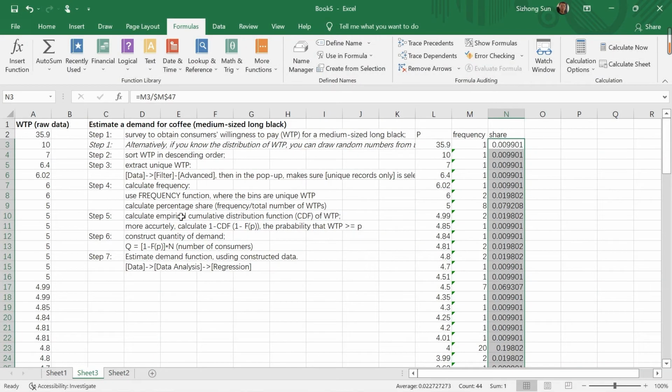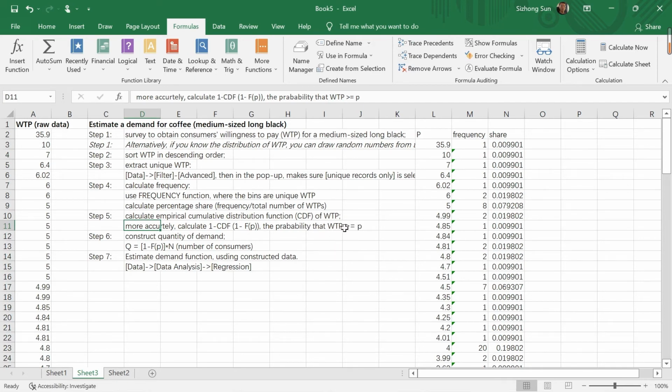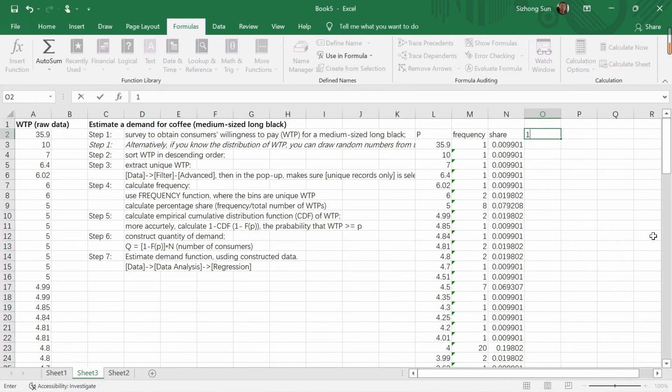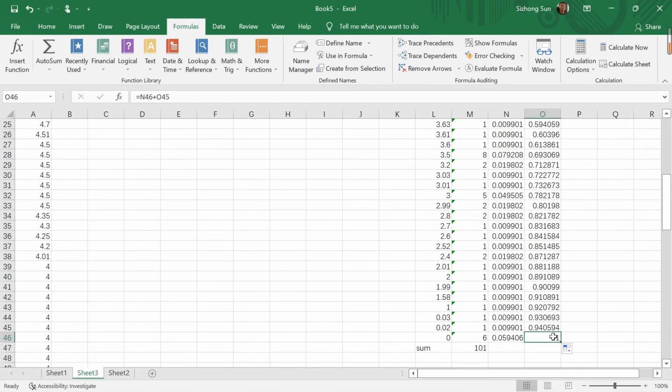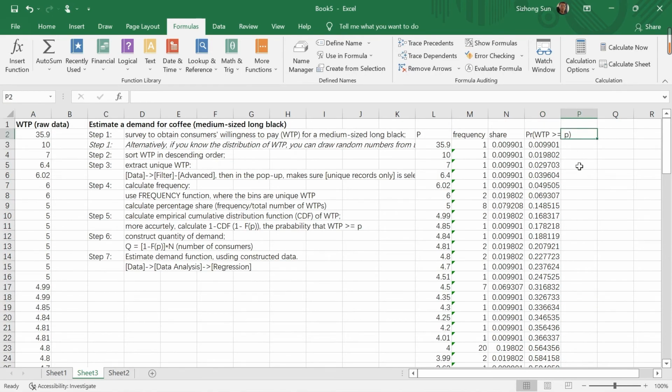Step 5. Calculate the empirical cumulative distribution function of WTP, or calculate this 1 minus F(P), the probability, the share that willingness to pay is bigger than P. So let's say the probability, the share of WTP is bigger than or equal to P. The first one is M4, N3. Then the next cell is N4 plus O3. Next one similarly, just pull it down. So in the end it comes to 1.